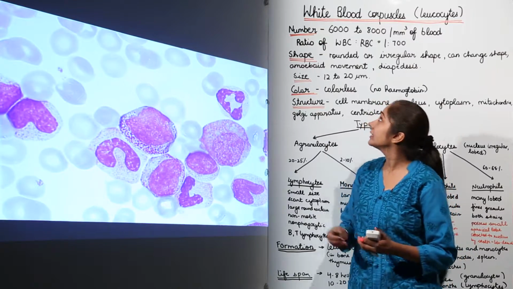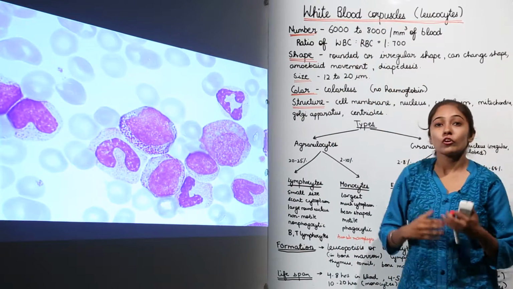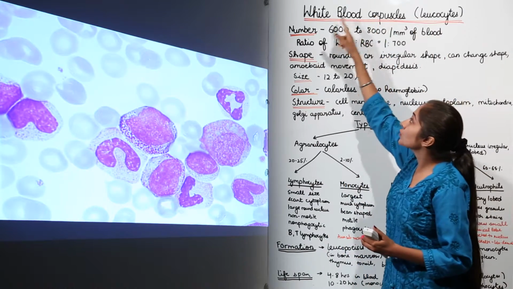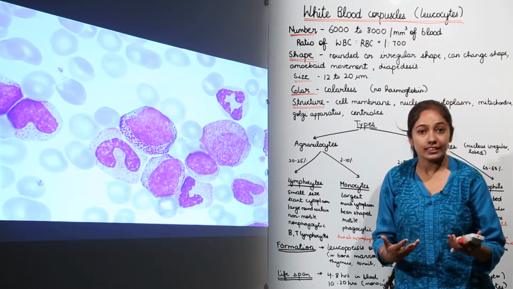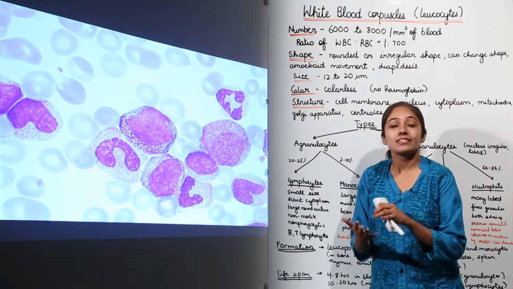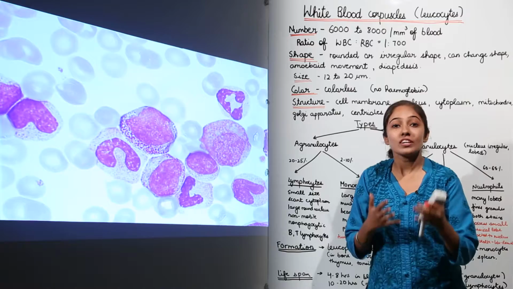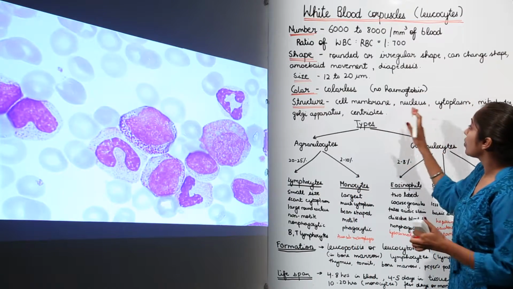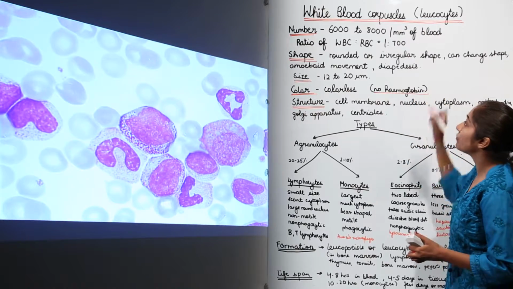Now let's discuss white blood corpuscles, which we also call leukocytes. Well, leukocytes are termed white blood corpuscles because they are colorless. Why are they colorless? Because as compared to red blood corpuscles, they do not contain hemoglobin. So one very important feature of this is that they contain no hemoglobin.